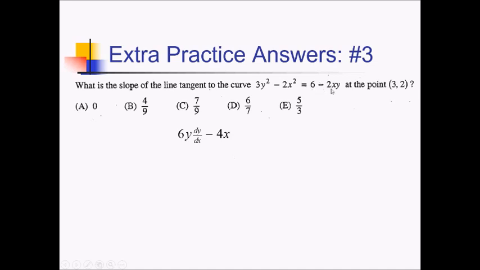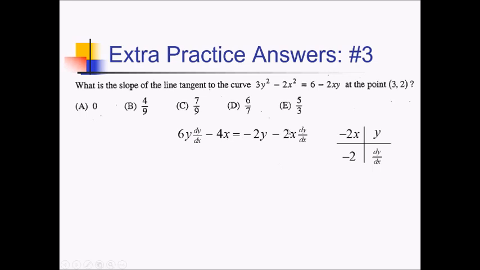For derivative of negative 2xy, I need the product rule. So using the box and ribbon, I have factors of negative 2x and y. Derivatives of negative 2 and dy over dx. Using the ribbon to multiply it out, this is going to be negative 2y minus 2x dy over dx.